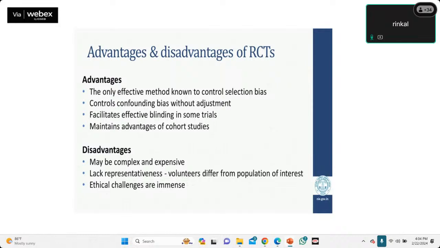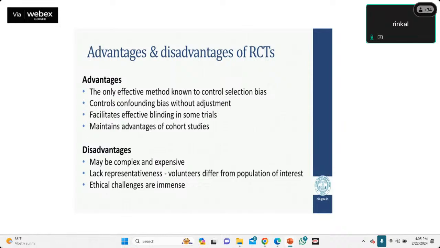But RCTs have their own advantages and disadvantages. The advantages are that it is the only effective method known to control selection bias. It controls confounding bias without any adjustments, and facilitates effective blinding in some trials, if required: single, double, or triple. It maintains all advantages of the cohort studies, because the basic design is the cohort design.